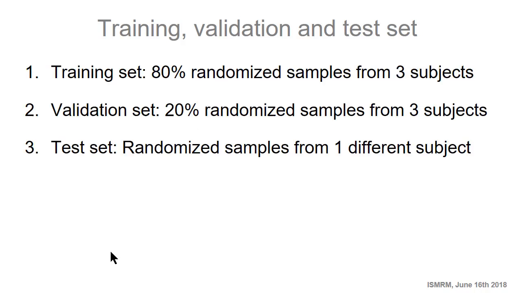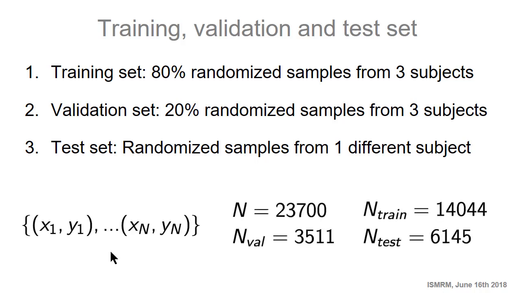So what I did here was I split it up. I used 80% of randomized samples from 3 subjects for training, the remaining 20% from these 3 subjects for validation, and then a different subject as the test set. And in terms of actual number of data points, it's a bit more than 20,000 data points, and this is how they are split up into their individual categories.